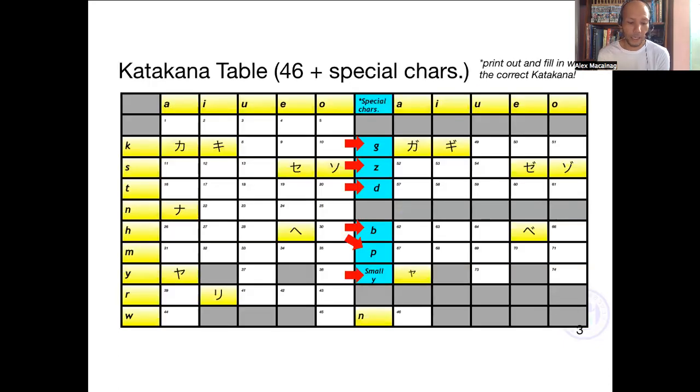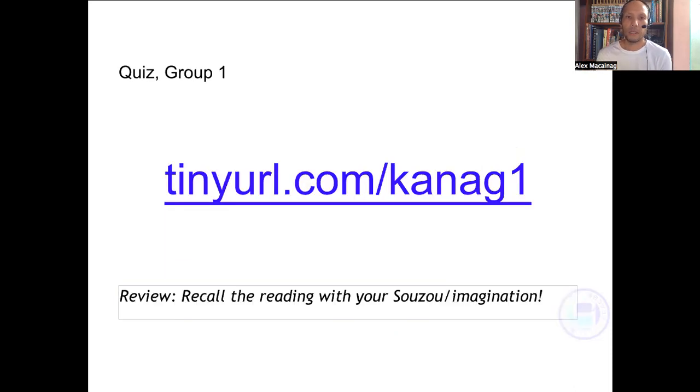Okay, so far in our katakana table, we have finished these characters. Please go to tinyurl.com/kanaG1, kana group 1, for our online quiz. Again, when we do our quizzes and self-tests, short tests, our objective is to get a perfect score. So please answer several times, learn from your mistakes until you get a perfect score. Okay, let's go to the next page.